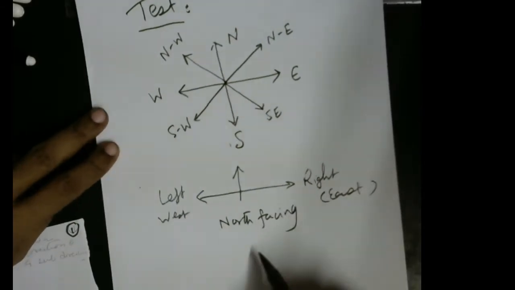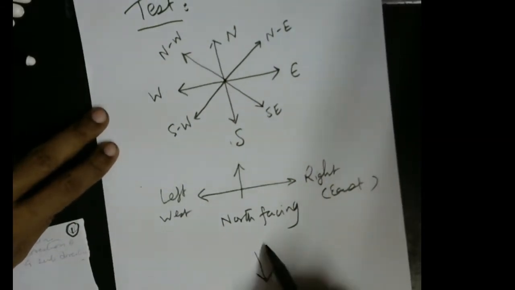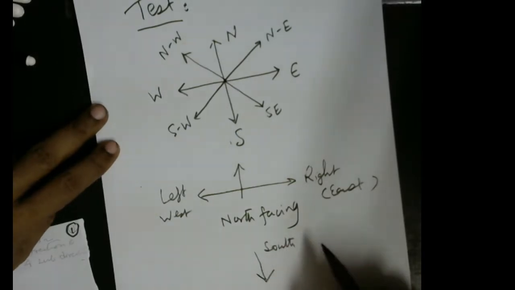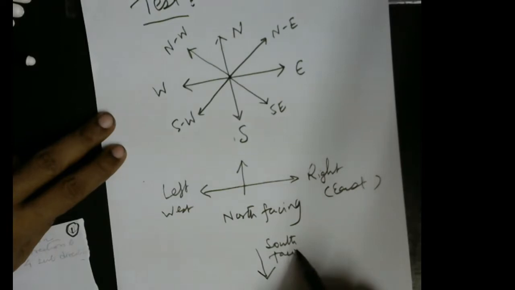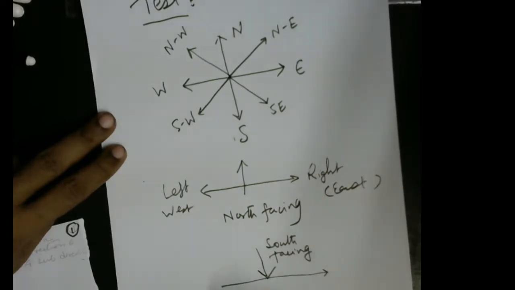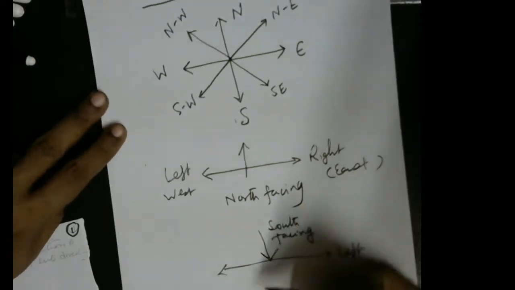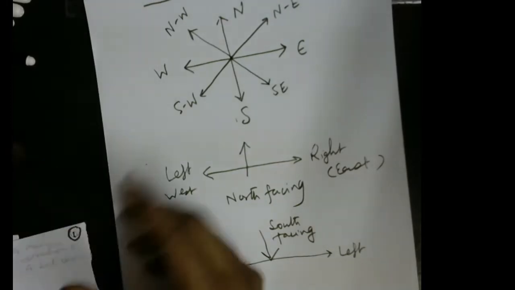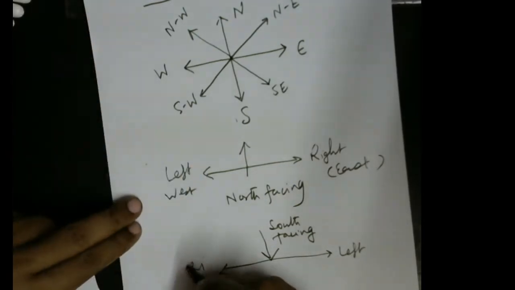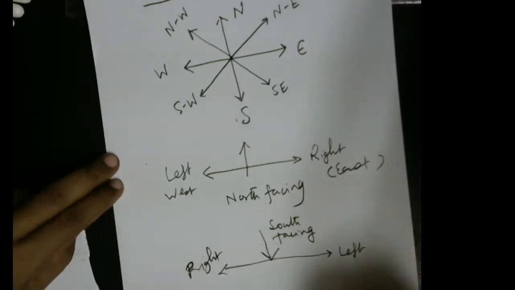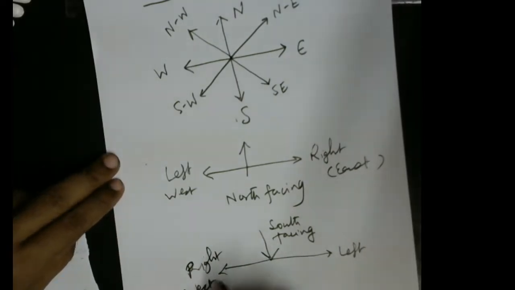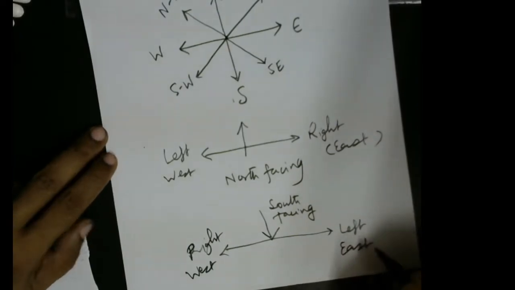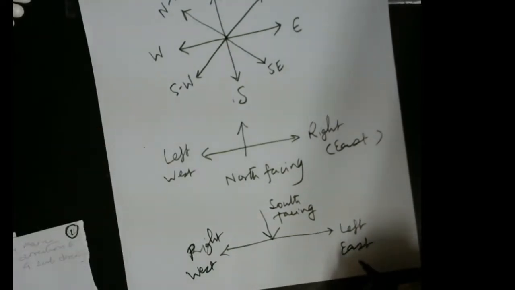But if the face is in the south direction, south facing, when anybody is facing south, then this direction is the left direction. When you are facing south, your left and right hand will be reversed: this side will be west, the right side, and east will be the left side. So this is the direction we normally remember.